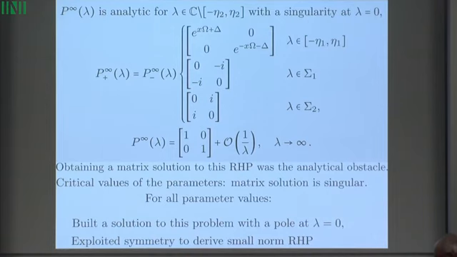So then, of course, we realized later that what we should do is allow for a singularity, and that's been done before, in fact. But we just built a solution that has, at every value of the parameter, a pole at lambda equals 0. And in order to avoid that pole, we exploited some symmetries to derive a small norm Riemann-Hilbert problem. So that was really the analytical obstacle that we finally overcame.